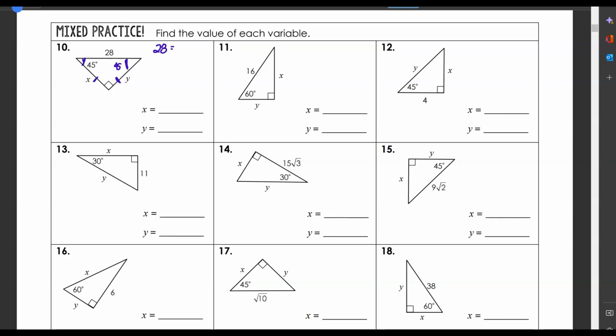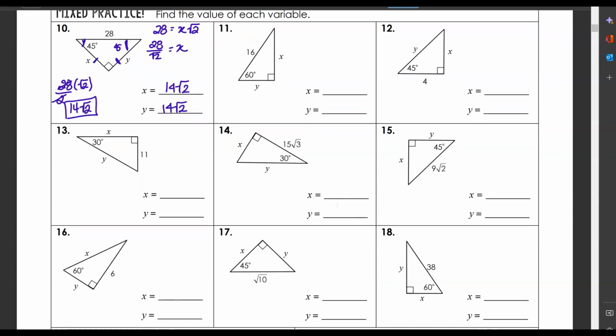which is going to equal our x value times the square root of 2. So we're going to go ahead and divide both sides by the square root of 2. So I get 28 over the square root of 2 is equal to my x value. I'm going to rationalize this, so I get 28 over 2 times the square root of 2. And I can reduce 28 and 2 so that I have 14 root 2. So this is going to tell me that my x value is going to be 14 root 2. My y value is also going to be 14 root 2.